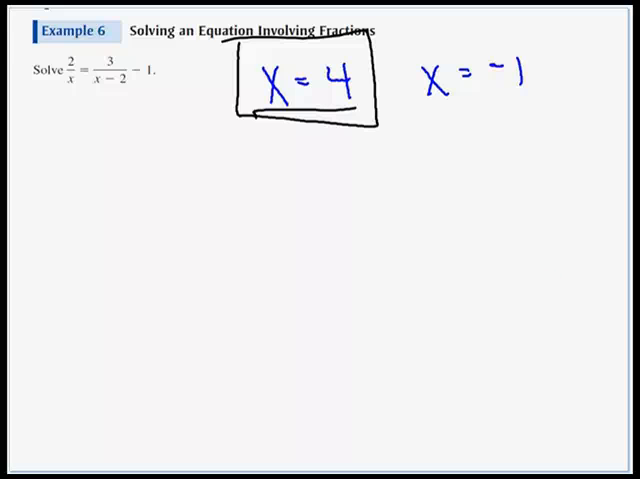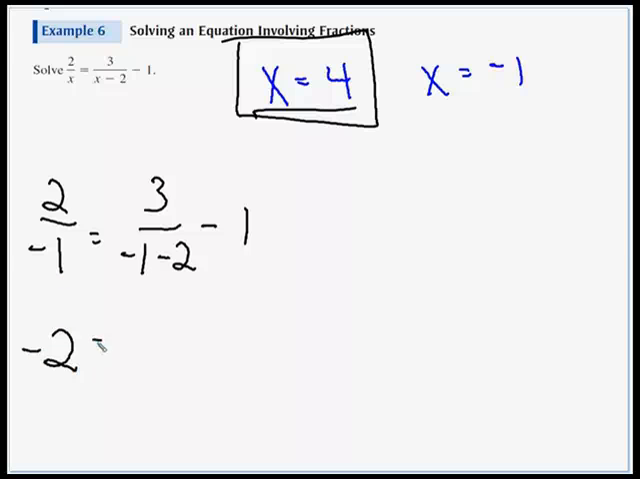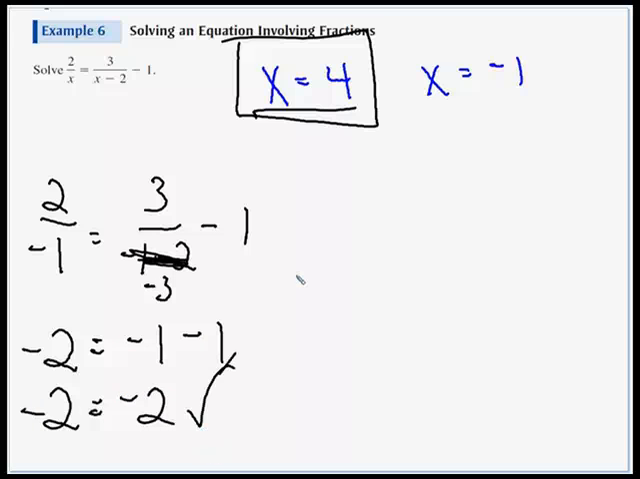Let's see what happens with the negative 1. So 2 over x becomes 2 over negative 1 equals 3 over negative 1 minus 2, minus 1. 2 divided by negative 1 is negative 2. Negative 1 minus 2 is negative 3. 3 divided by negative 3 is negative 1. And then we have our minus 1. Does negative 2 equal negative 1 minus 1? You bet it does. So these are both good solutions. Neither one of them turned out to be extraneous.